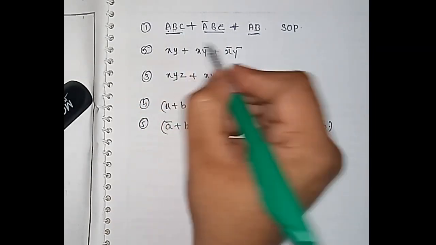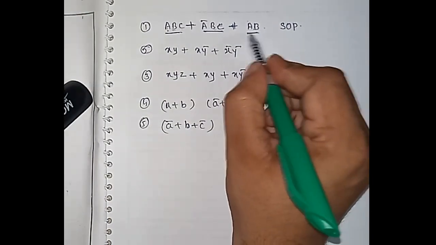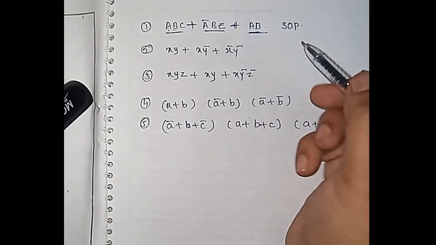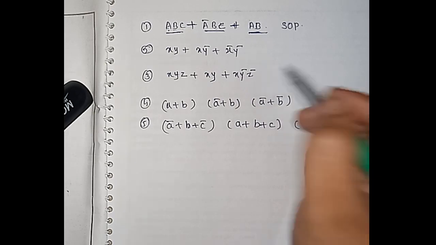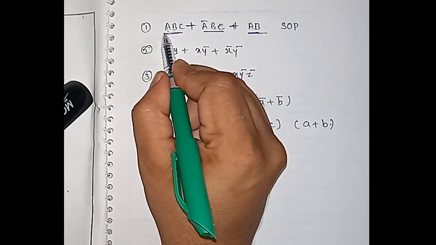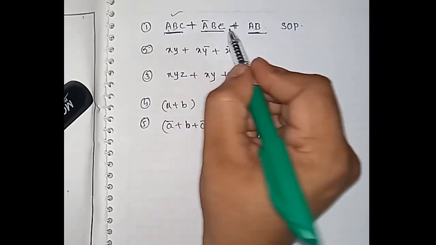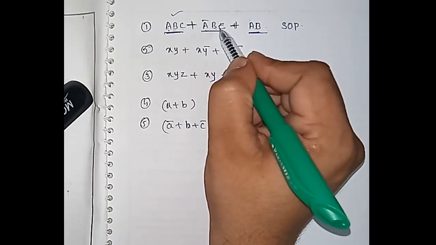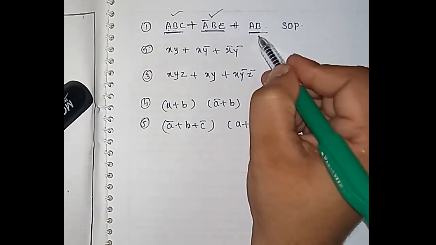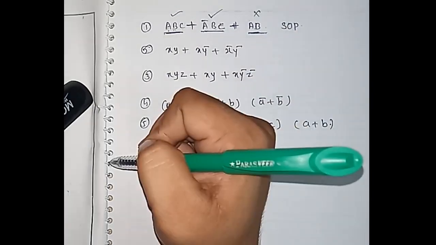Okay, so in order to make this equation a standard form, we need all the literals present in each product term. Consider the first product term. Here all three literals are present. Okay, no issue. For the second product term, all three literals are present in complemented or uncomplemented form, so this is also correct. But in the last product term, one literal is missing, so this is not a valid product term.